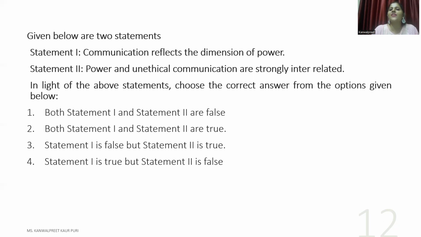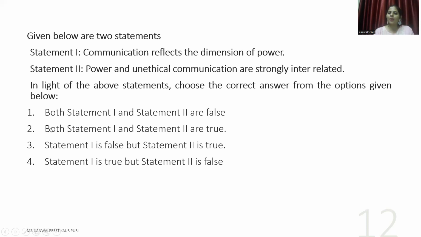Statement 1, communication reflects the dimension of power. Yes, I can say communication has all the powers. You can maintain good relationships with each and everyone just because you know how to talk to one another, or maybe you know how to respect. So yes, communication reflects the dimension of power. You can have power over others just because of the way you speak, the way you interact. So yes, statement 1 is 100% true, but statement 2 is incorrect.